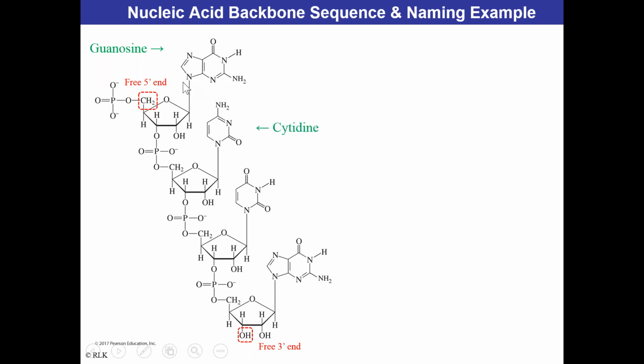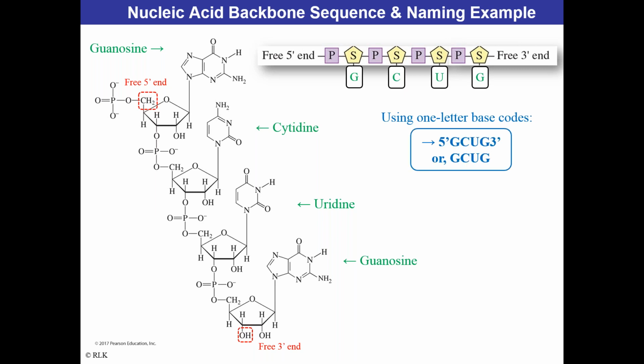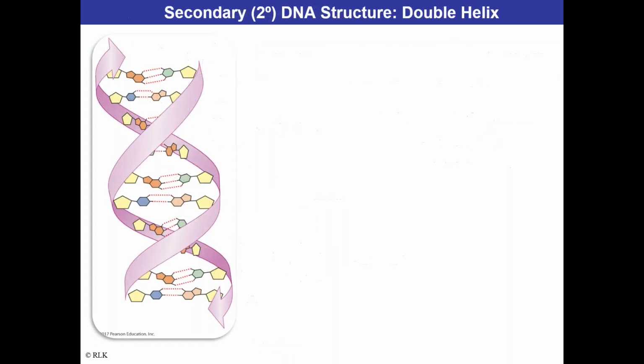So the top one is guanosine, the other one's cytidine, uridine, and guanosine again, okay? And so again, if you were to write this, it'd be GCUG. You could code that as 5' and 3' on either end, or you could just use it as GCUG, okay? So that shouldn't be too challenging.